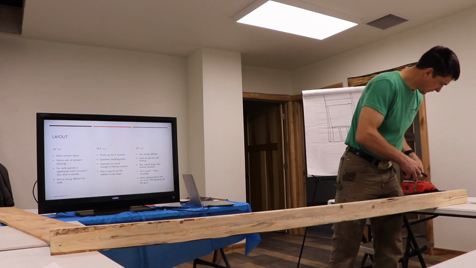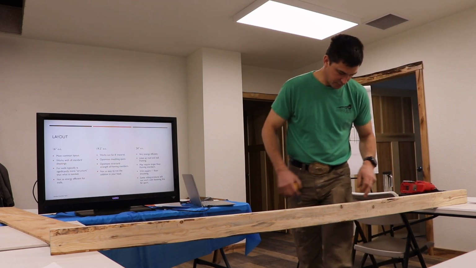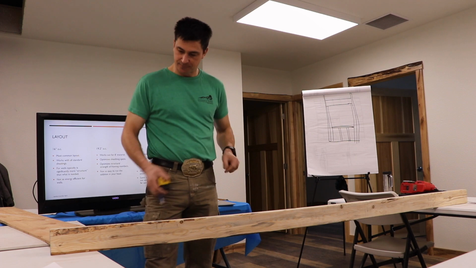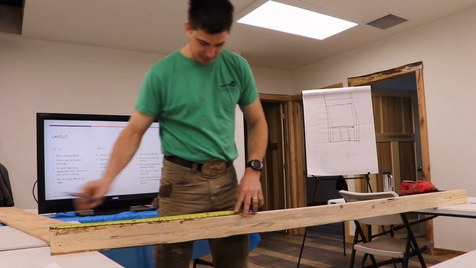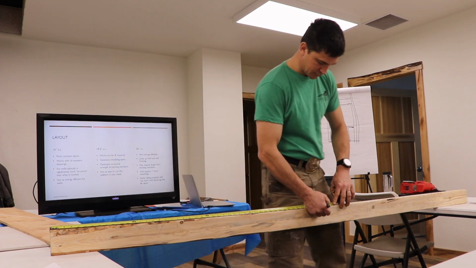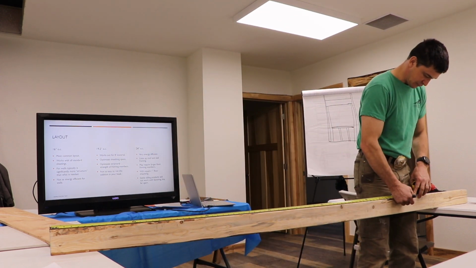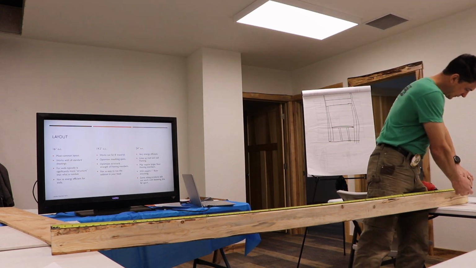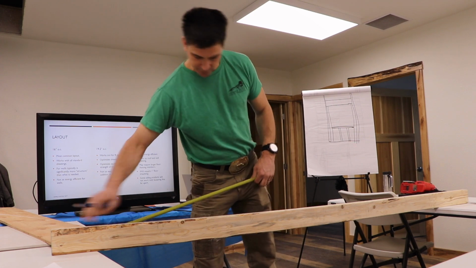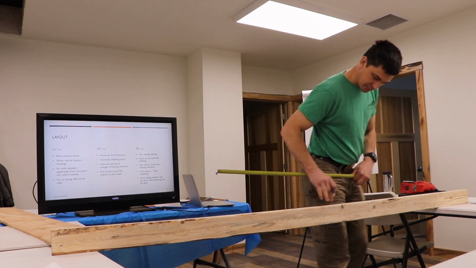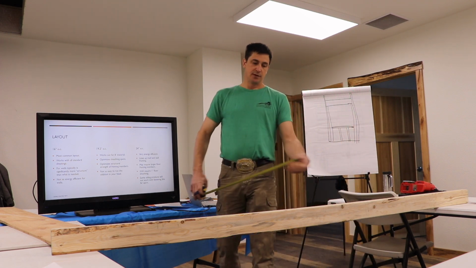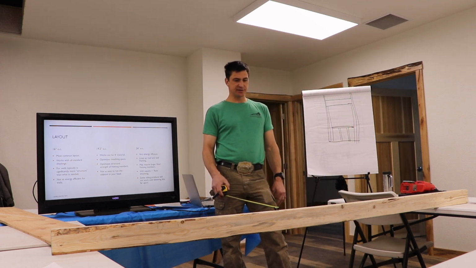8-foot wall. I have 1, 2, 3, 4, 5, 6, 7 studs. Okay? Got a 16 on center layout. When I go at 24, 1, 2, 3, 4. Is that right? 5. Oh, I see what you're talking about. 1, 2, 3, 4, 5. Okay? So at a 16 on center, I got 7.